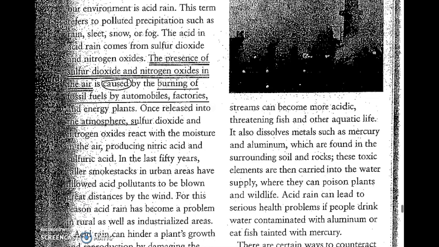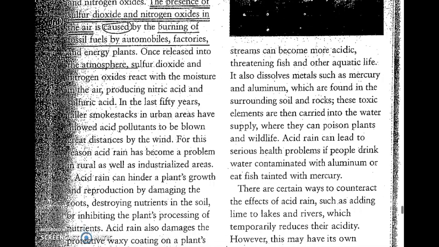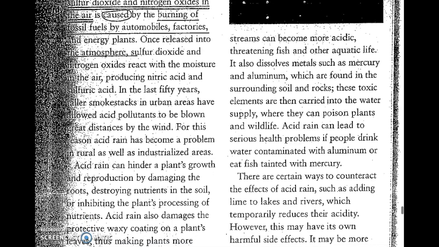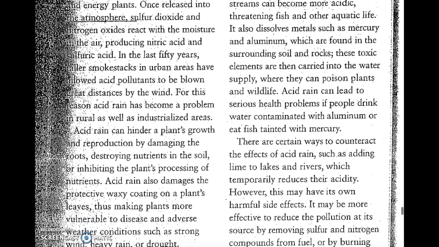Once released into the atmosphere, sulfur dioxide and nitrogen oxides react with the moisture in the air, producing nitric acid and sulfuric acid. In the last 50 years, taller smokestacks in urban areas have allowed acid pollutants to be blown great distances by the wind. For this reason, acid rain has become a problem in rural as well as industrialized areas.